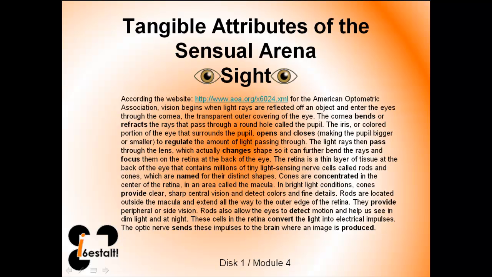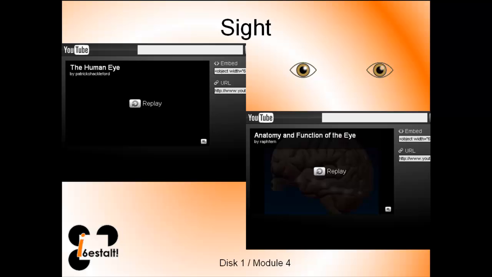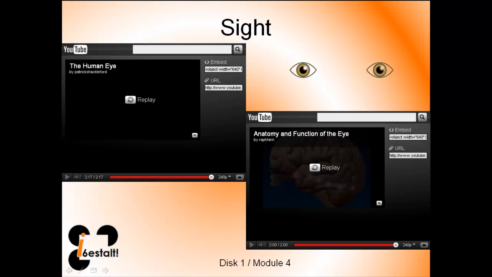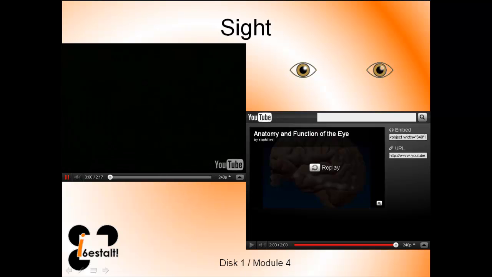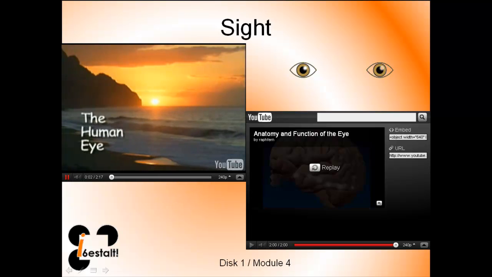And the optic nerve then sends these impulses to the brain where the image is produced. I want to show you a video of the human eye so that you can get a very good idea, two quick two-minute videos of how these particular senses work.